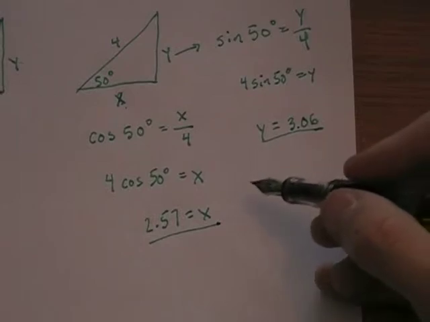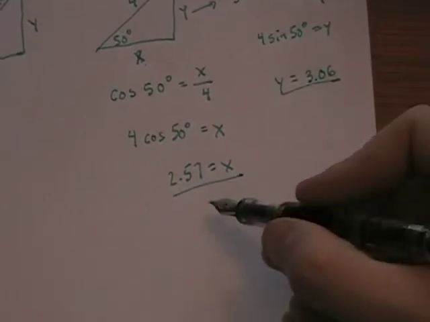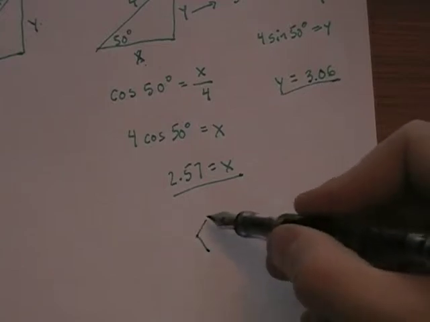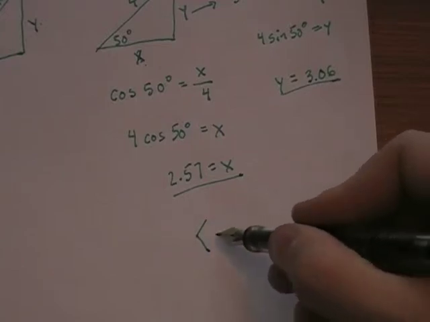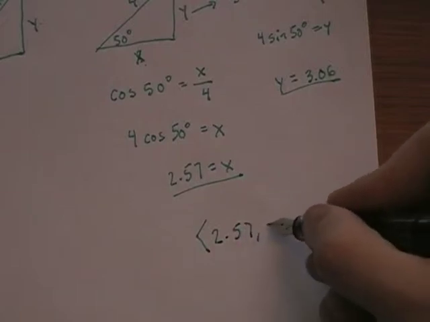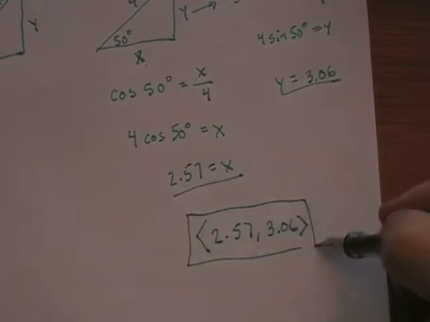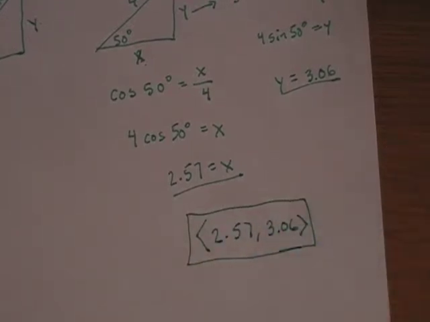And so then the last step is to write this in component form. Component form of a vector is always going to have these pointy brackets, and that's going to tell you that this is a vector and not a point on the xy coordinate system. Okay, and so there is our answer, 2.57 and 3.06.